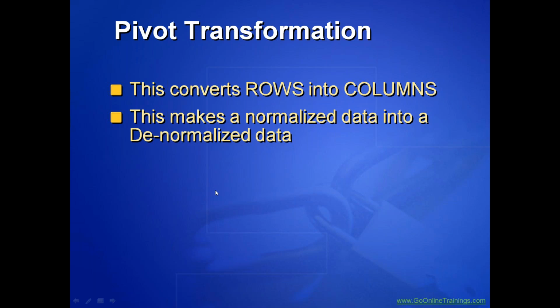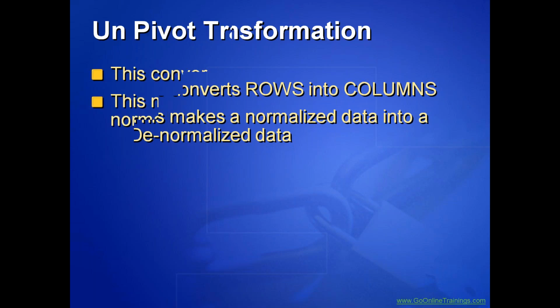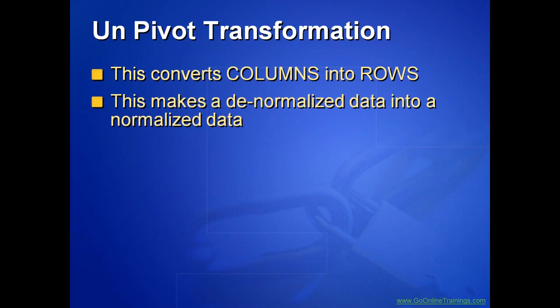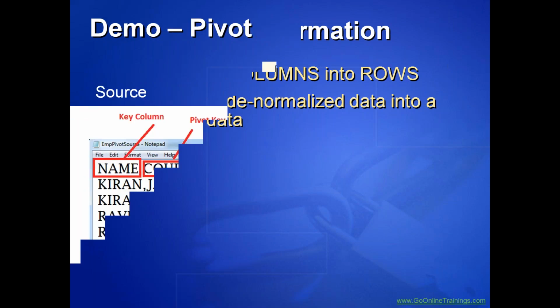This converts rows into columns. This makes normalized data into denormalized data. UnPivot transformation converts columns into rows. This makes denormalized data into normalized data.